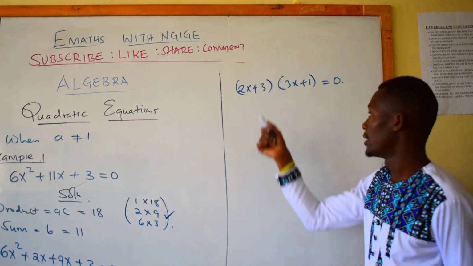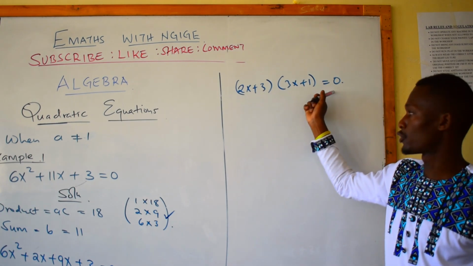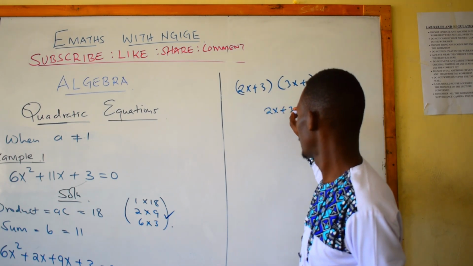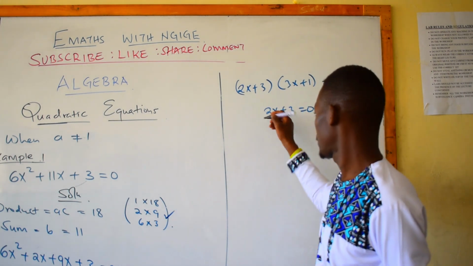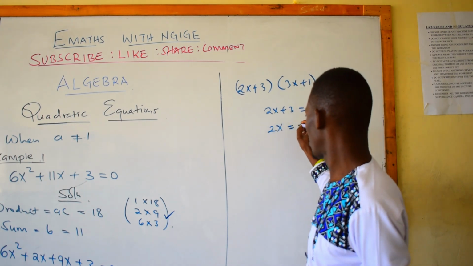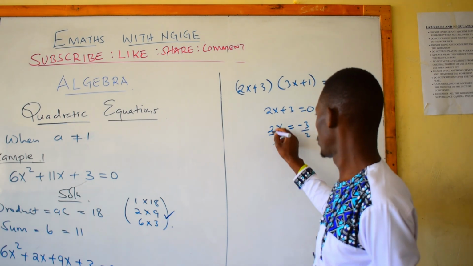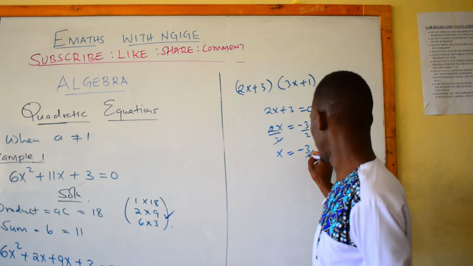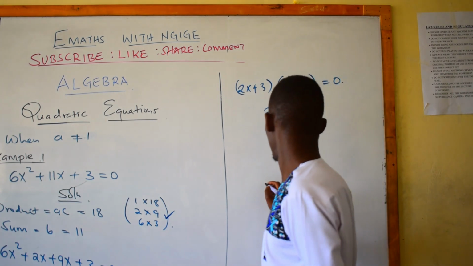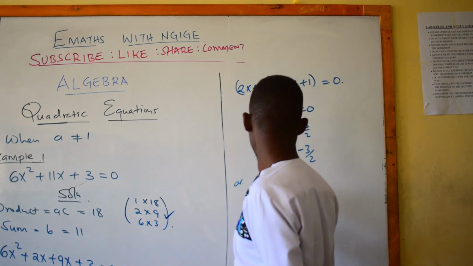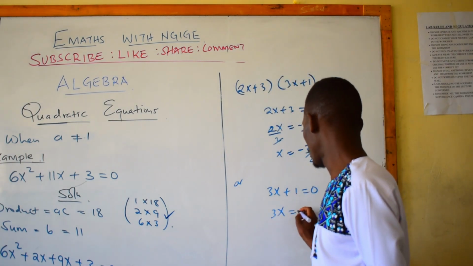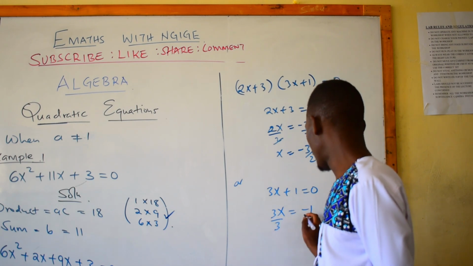And what do we know? Either of these terms is supposed to be 0 for you to get the right-hand side being 0. So it is either 2x plus 3 equals 0. We can solve this first, so we take 3 to the other side. We have 2x equals negative 3, then divide by 2 on both sides. Our first x is negative 3 over 2. Then, taking the second term, or 3x plus 1 equals 0. Take 1 to the other side, 3x equals negative 1. Divide by 3 on both sides.